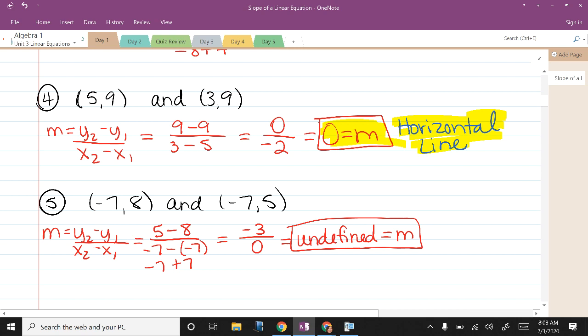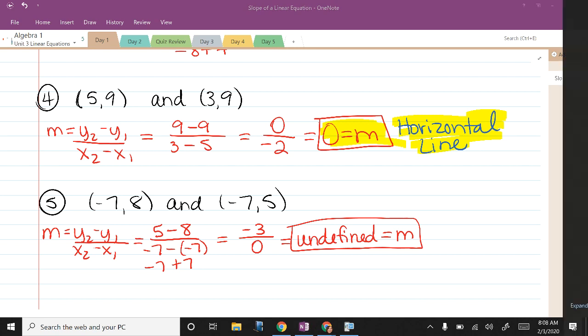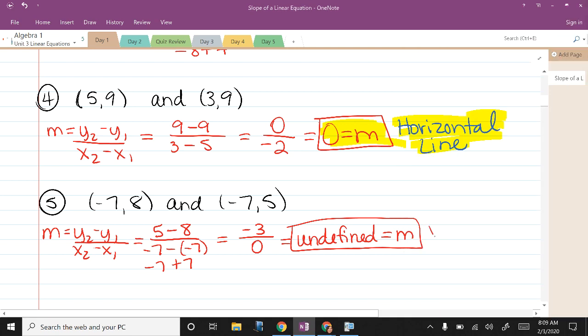What kind of line has an undefined slope, do you think? A vertical, right? Because a vertical line is so steep, you cannot measure how steep it is. It's perfectly steep, right? There's no measure to it. So that is a vertical line. So let's talk about this.